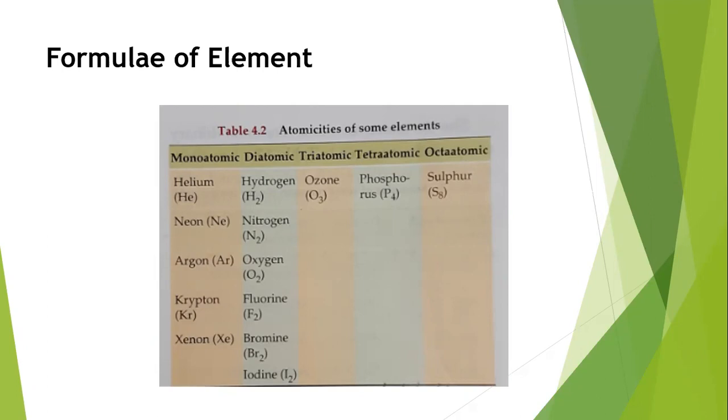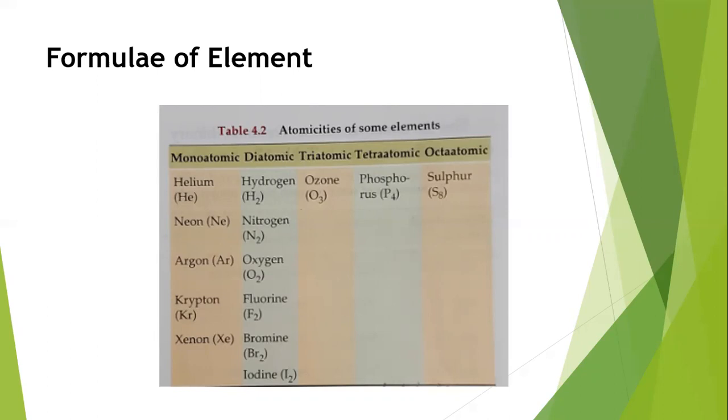However, a molecule of hydrogen, nitrogen, oxygen, fluorine, bromine, iodine contain two atoms of the element and they are called diatomic and are represented by H2, N2, O2, F2, Br2, I2.